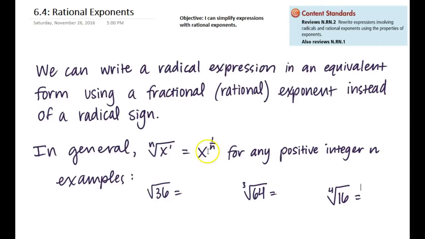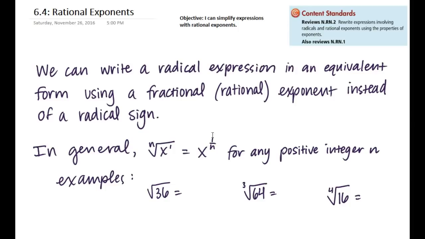So in general, the nth root of x can be written as x to the 1 over n power. The n, the index, goes underneath, and then the exponent next to the radicand, x to the first, that 1 goes on top of that rational exponent. And that's for any positive integer n.